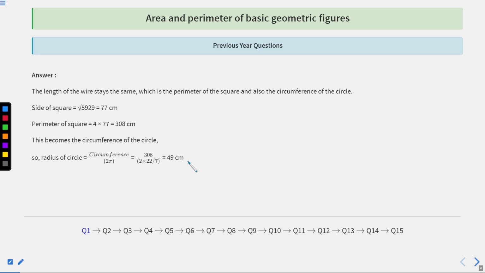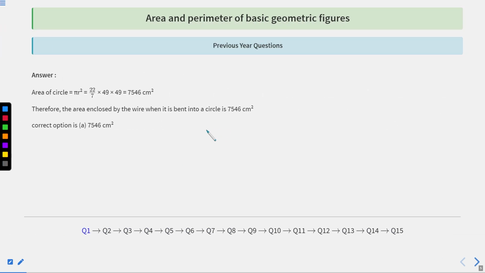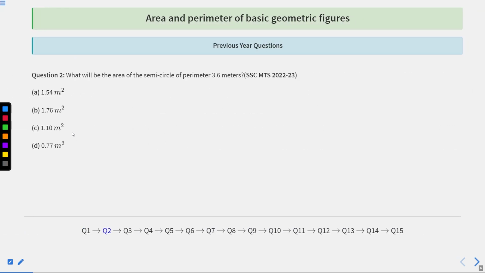Now you know the radius of the circle, but we are interested in finding the area of the circle. So how do you do that? The area of the circle is given by pi r square. So substituting the values, 22 upon 7 into 49 into 49 equal to 7,546 centimeter square. Therefore, the area enclosed by the wire when it is bent into a circle is 7,546 centimeter square. So the correct option here will be option number A, that is 7,546 centimeter square.